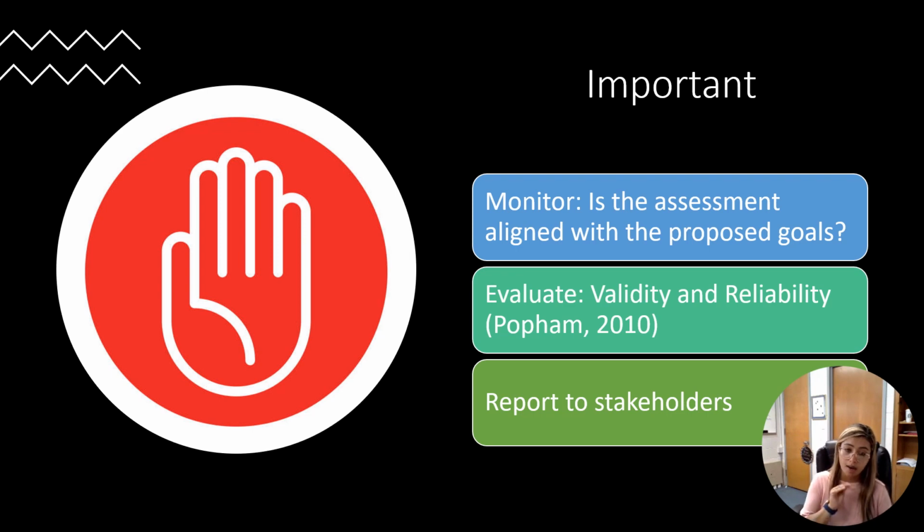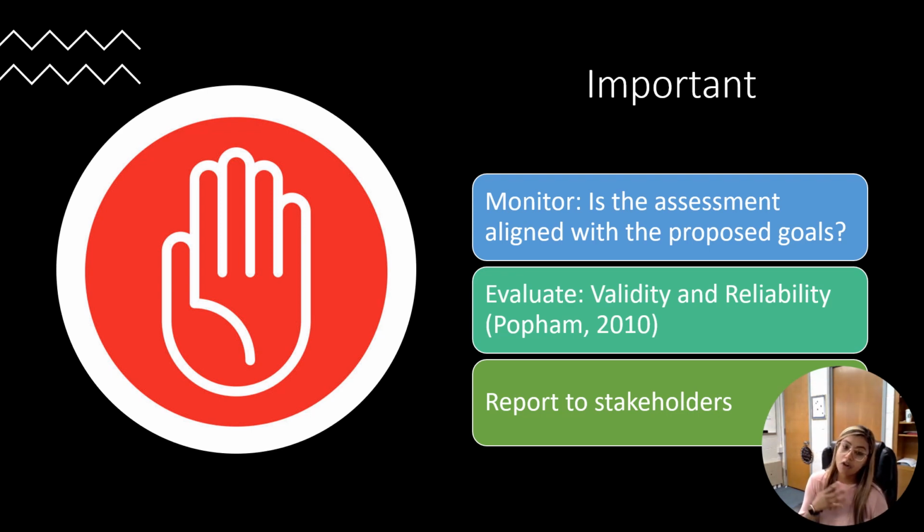Things that we need to be aware of: how are we going to monitor, evaluate, or report the results of the assessment throughout? So we need to monitor our assessments. Are our assessments aligned to the proposed goals? We need to evaluate the validity and reliability of our assessment. Reliability relates to the consistency of the assessment, and validity relates to the inferences made from the assessment. So if a test is reliable, then the inferences we draw from it can be valid. However, valid inferences cannot be made if the test is not reliable.